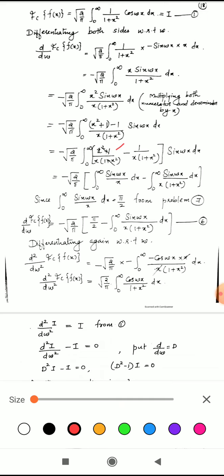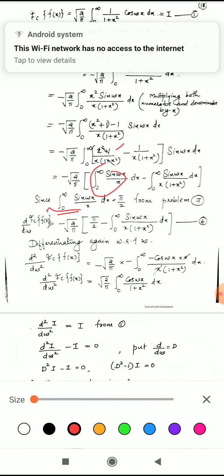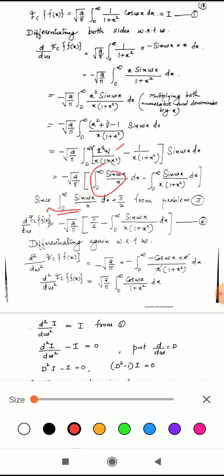Here, cancelling x square plus 1, the term is integral 0 to infinity sin omega x by x dx minus integral 0 to infinity sin omega x by x into 1 plus x square dx. Since integral 0 to infinity sin omega x by x dx equals pi by 2, this value becomes pi by 2. So that is equal to minus root of 2 by pi, pi by 2 minus integral 0 to infinity sin omega x by x into 1 plus x square dx.